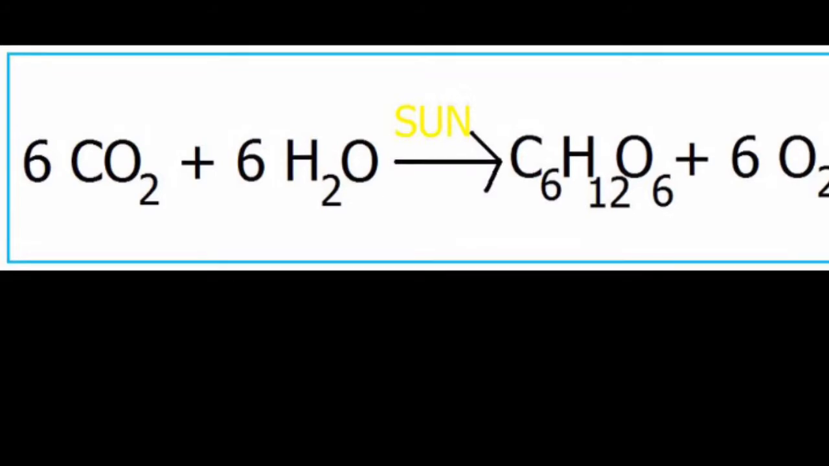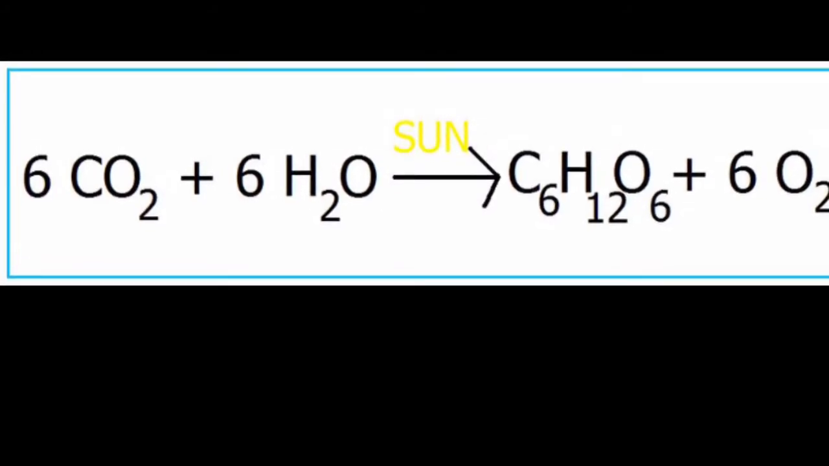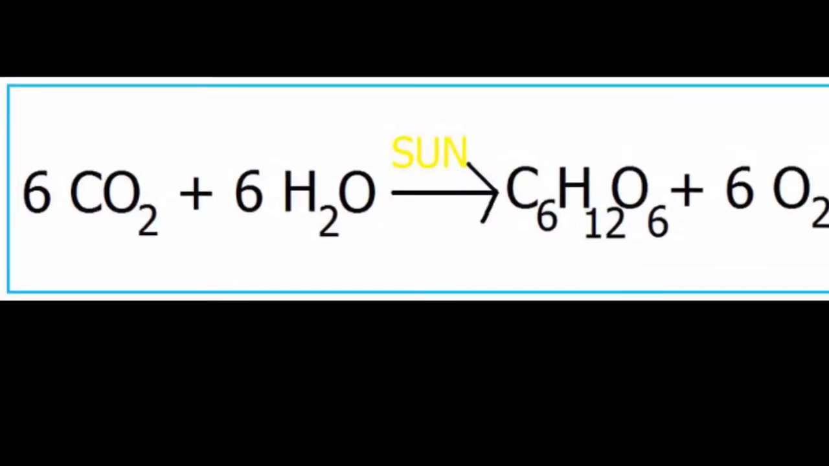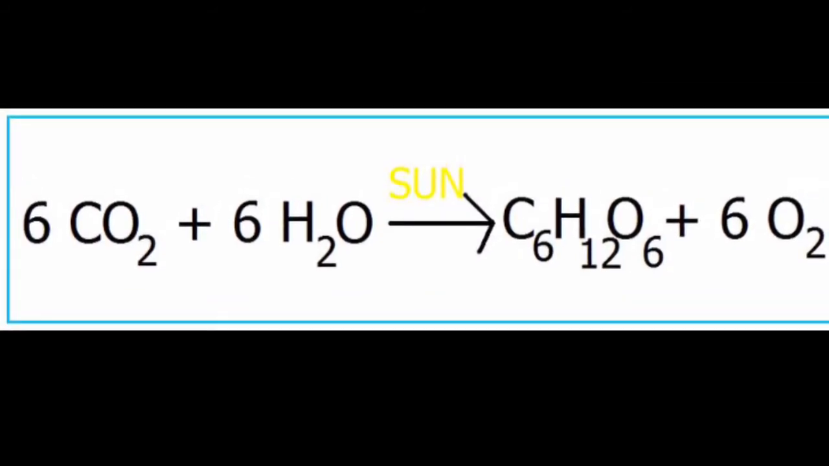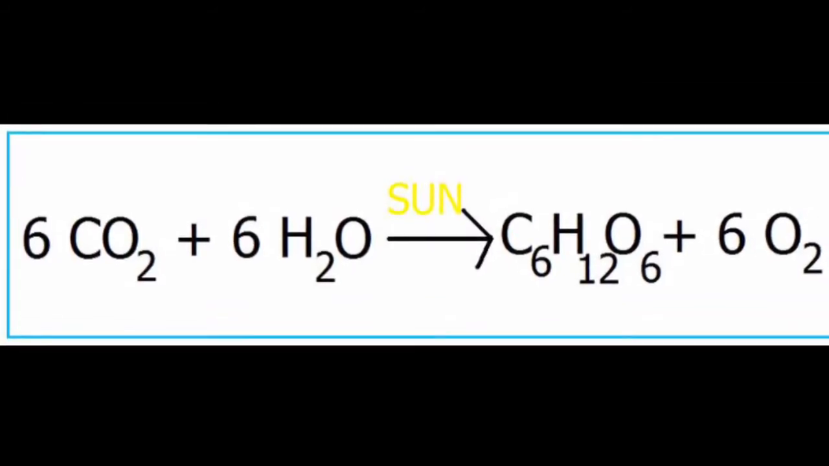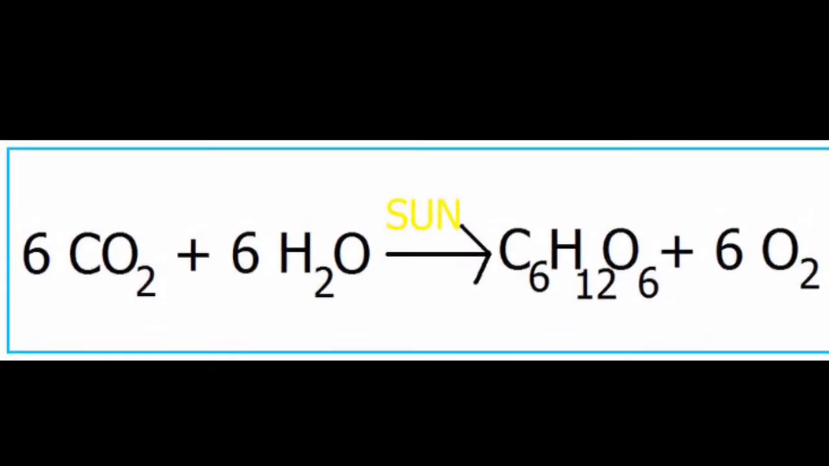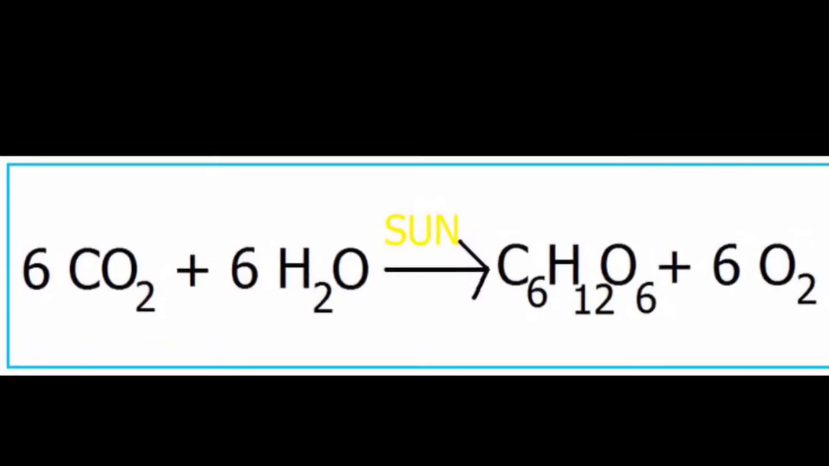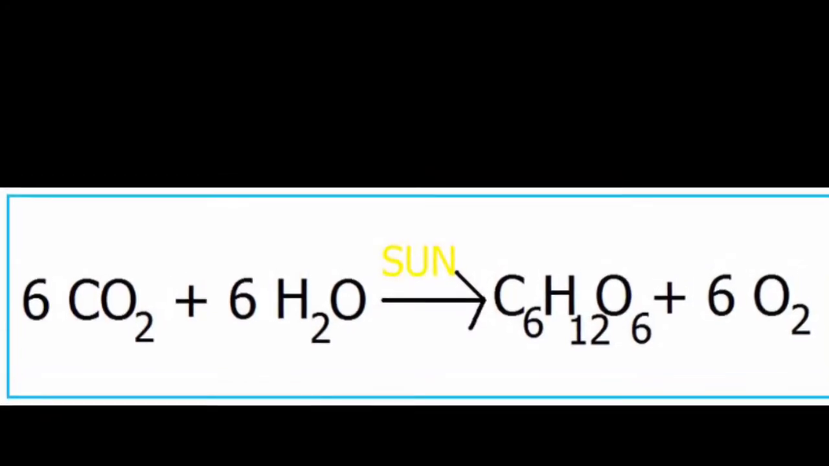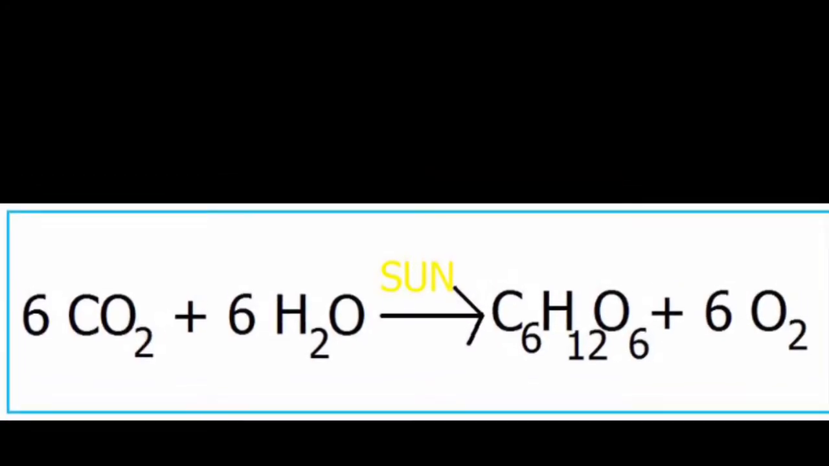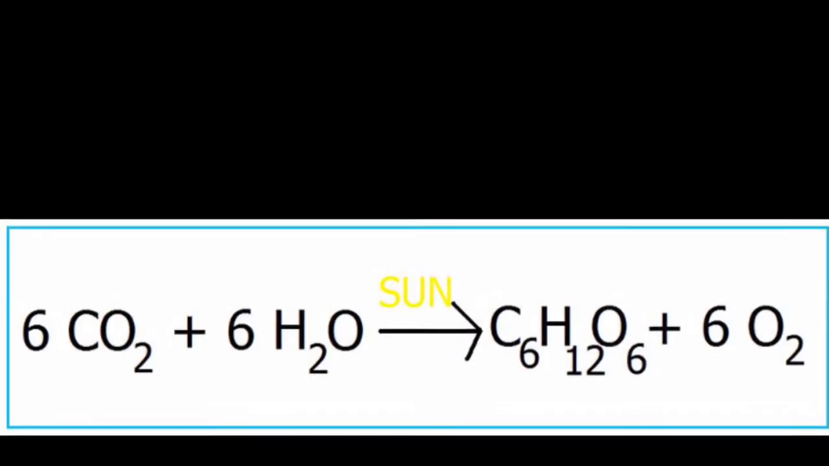So the balanced equation for photosynthesis is 6CO2 plus 6H2O yields C6H12O6 plus 6O2. So basically what I told you, carbon dioxide plus water with the help of sun energy creates glucose. So the reactants are on the left side and the product is on the right side.